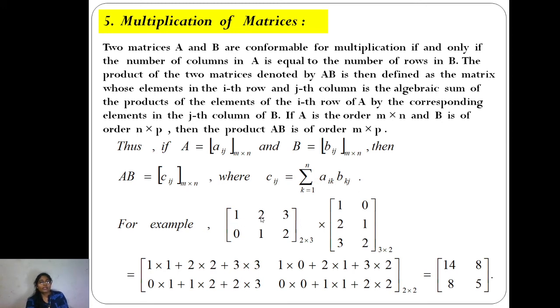For example, A is 1 2 3, 0 1 2, that means first row and second row, so 2 by 3. There are three columns: first column 1 0, second column 2 1, and 3 2 is my third column. That means the number of columns is 3 and the number of rows is 2, so A is 2 by 3. Into B matrix: 1 2 3 0 1 2, that means first column and second column, first row 1 0, second row 2 1, third row 3 2. That means B is 3 by 2. See, the number of columns of matrix A is 3 and the number of rows of matrix B is 3. These are equal, so the product AB exists.